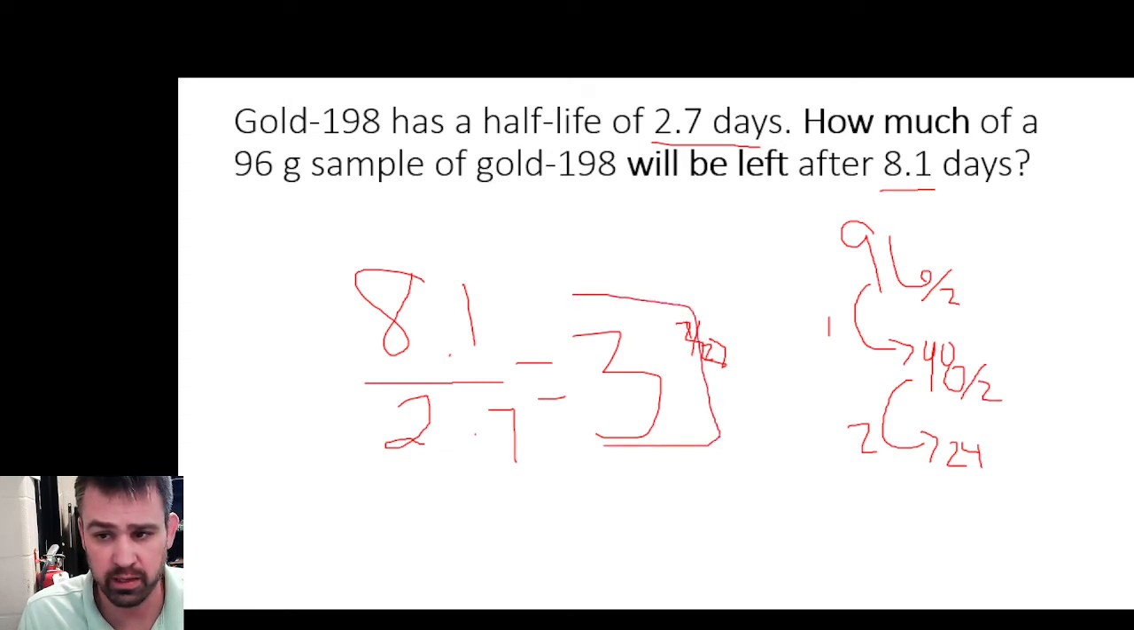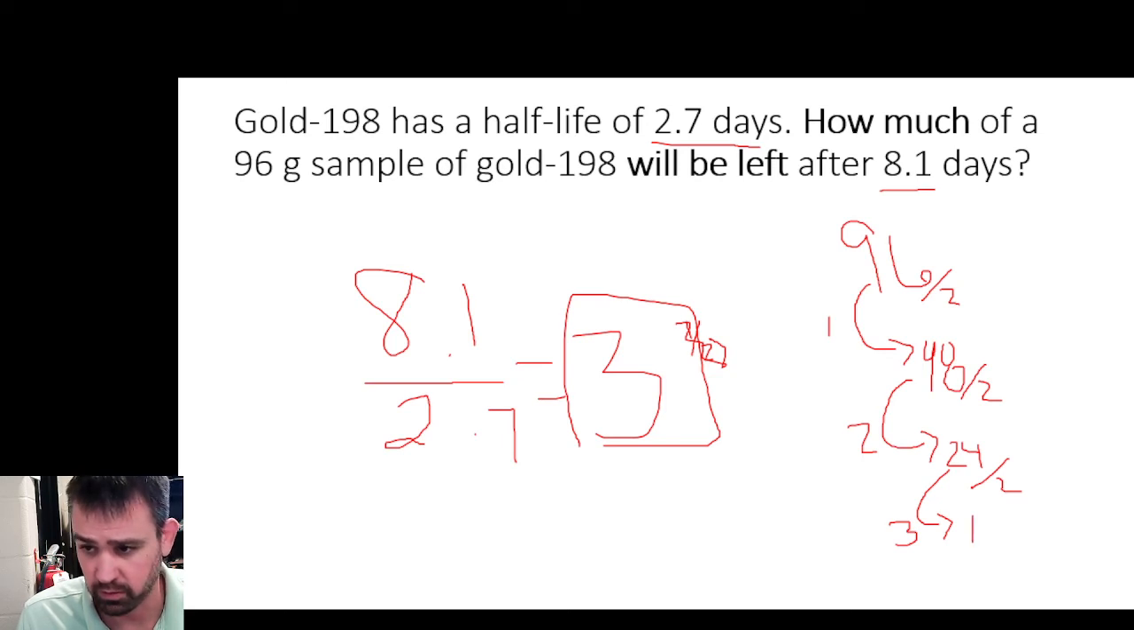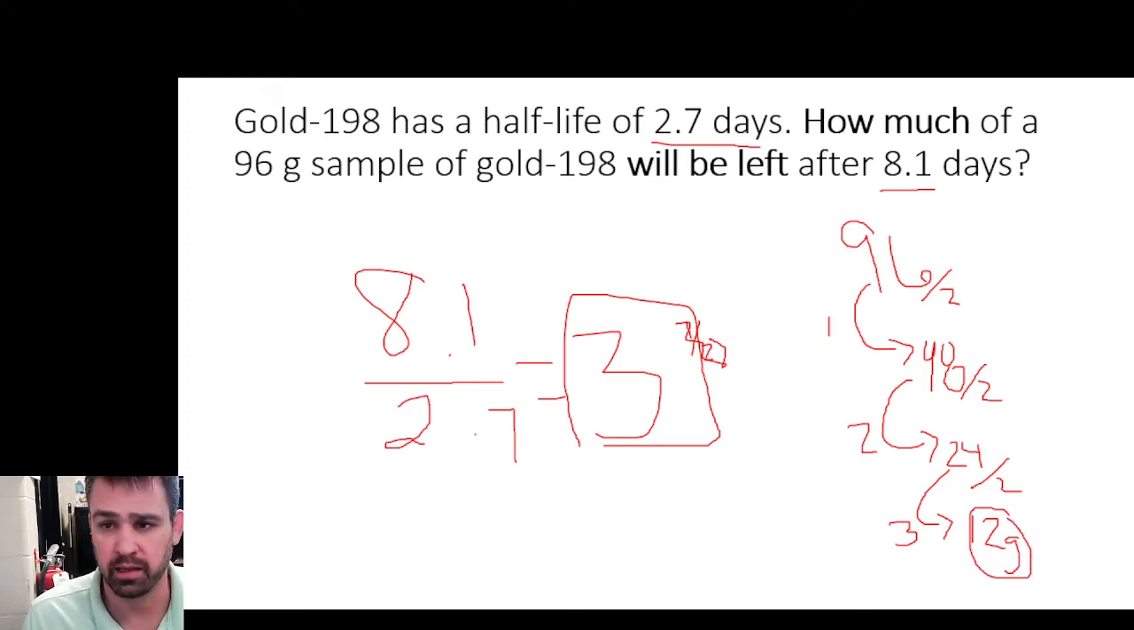Because I need to get through 3 half-lives, I need to do it one more time. 24 divided by 2. Here's my third half-life. Then I'm going to be at 12. So how much of a 96 gram sample will be left after 8.1 days? 12 grams. Because in 1 half-life, there's 2.7 days. How many days did I go by? That's why I found out how many half-lives I'm going to need.